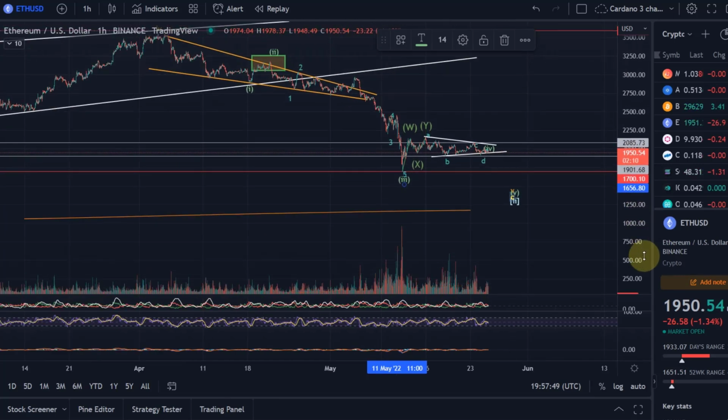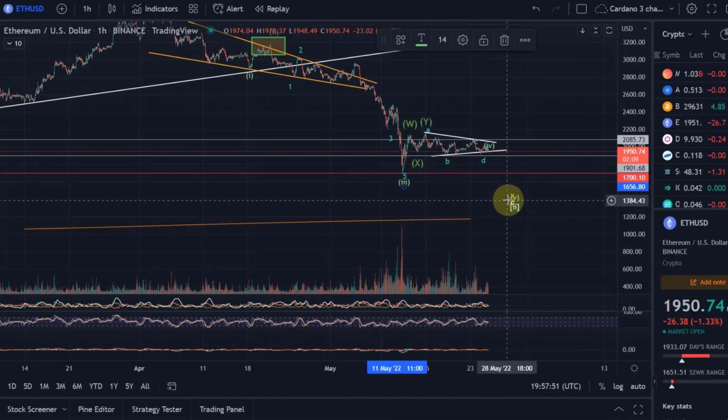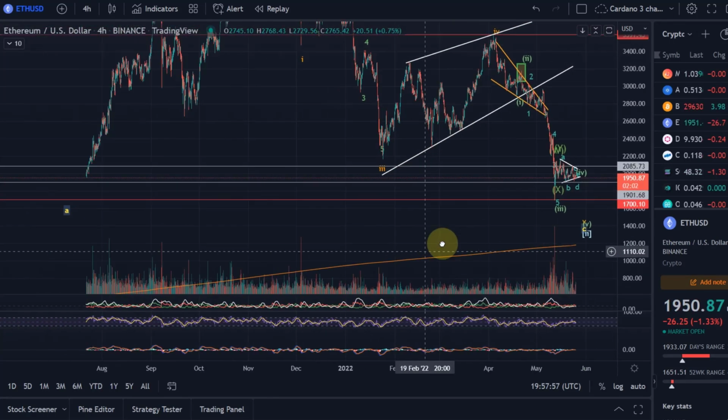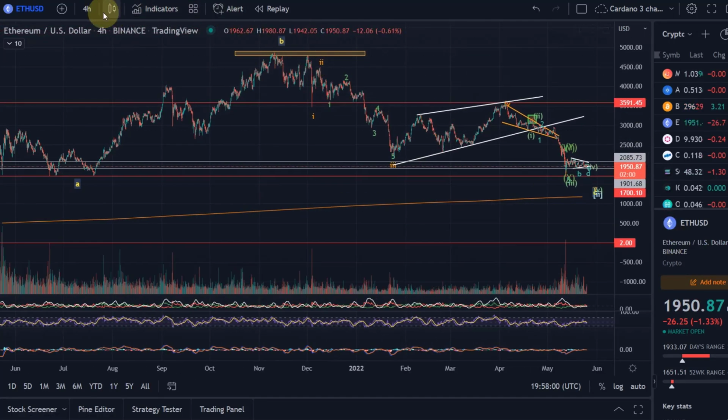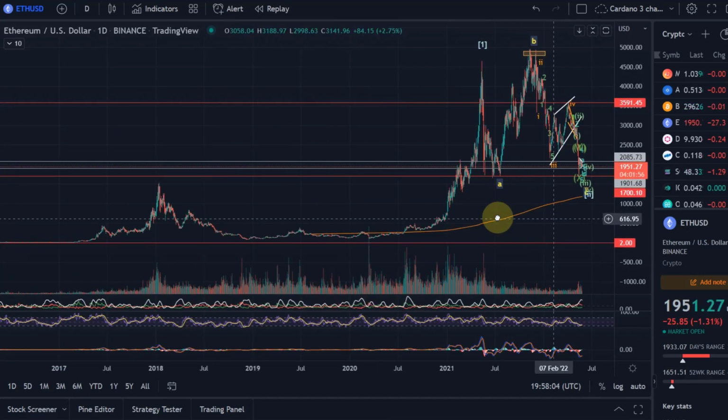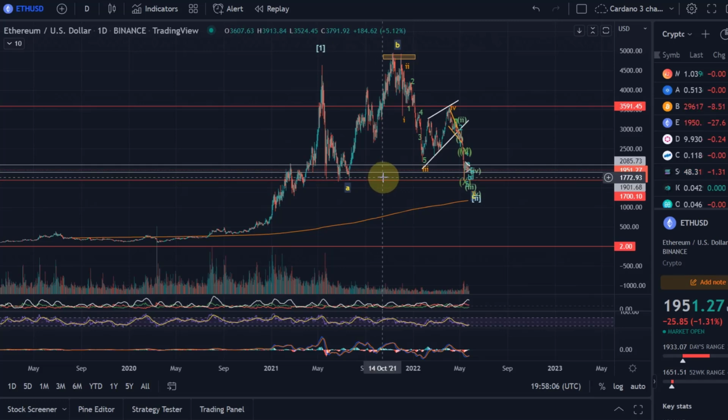I don't think this is going to happen overnight. An ideal level here for that wave 2 to end, in my opinion, if we go to the 4-hour chart, first of all, you can see how relevant that $1,700 level actually is. I've always mentioned that level as a key level. You can see that here it's the red support line, $1,700. It's been providing support for a long time.